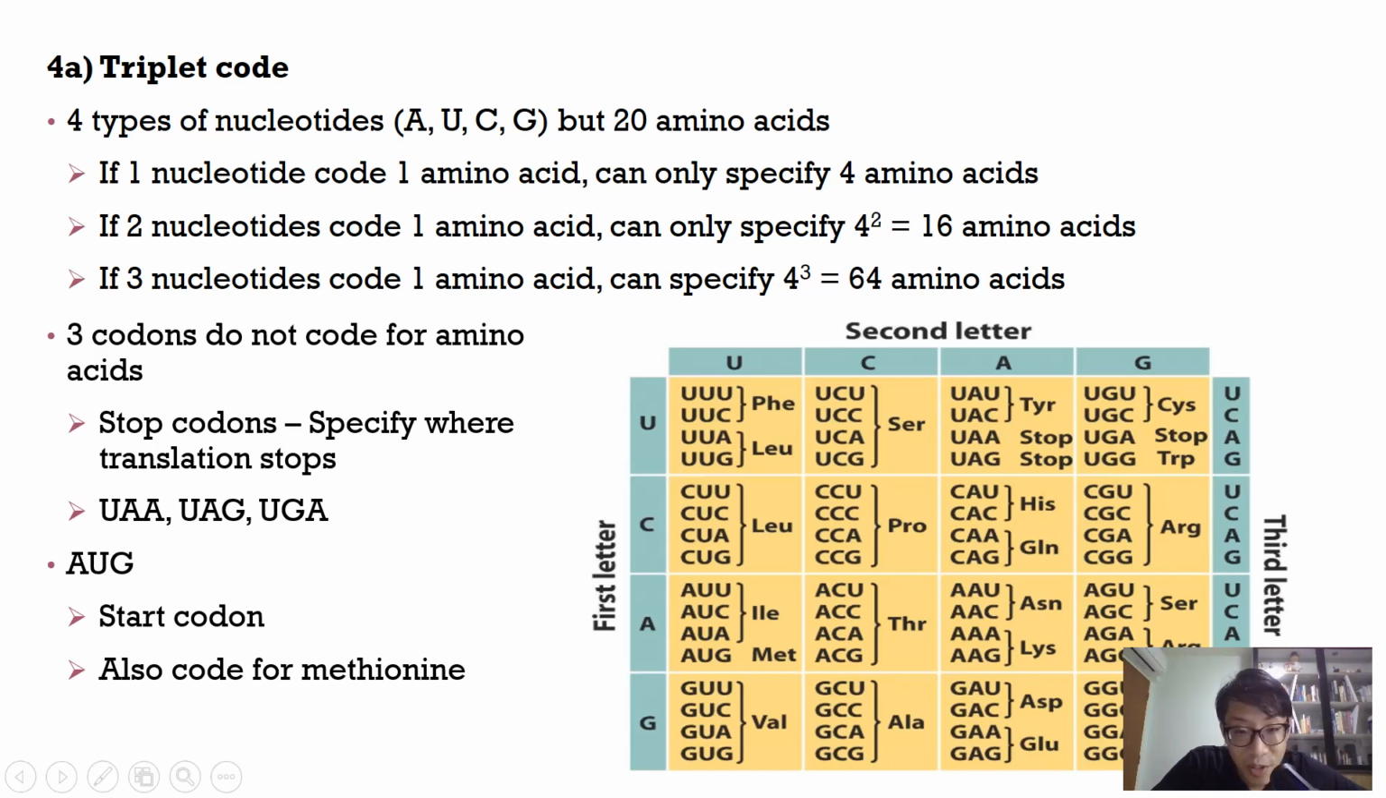There's also a start codon, AUG here, if you can see my cursor. AUG also codes for the amino acid methionine. So it's a start codon, but it also codes for an amino acid. Stop codons don't code for amino acids. That means that out of 64 codons, only 61 code for the 20 amino acids.